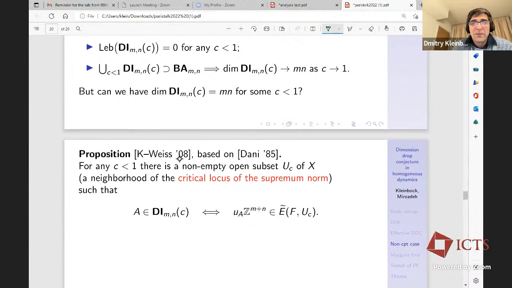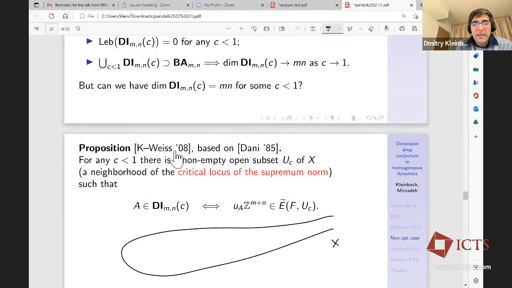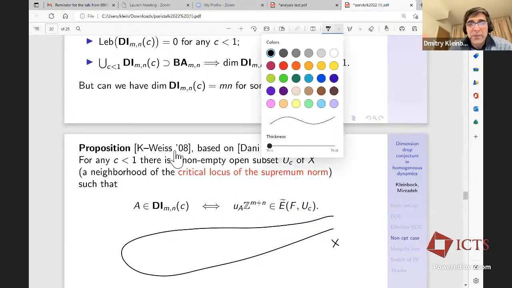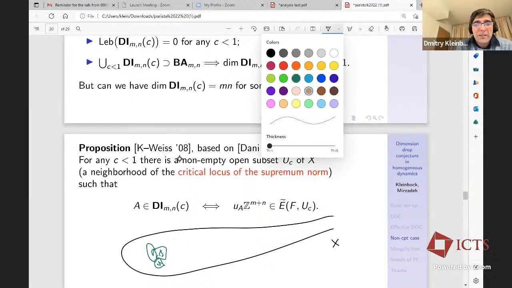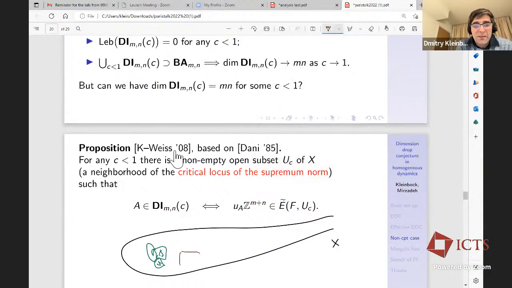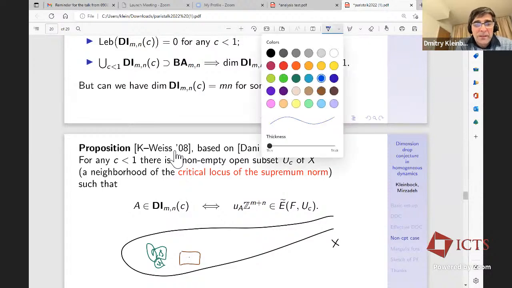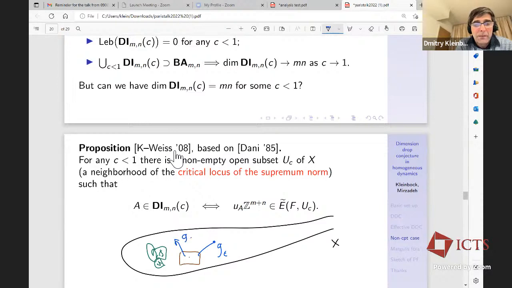But maybe I can try to draw a picture. So this will be my set X. And now I have this set U sub C, which is actually quite complicated. It has some rather complicated structure, but somehow A is directly improvable with this parameter C, if and only if you start with this leaf given by U sub A applied to the standard lattice, and then you start flowing by GT, then you'll eventually miss this green set.